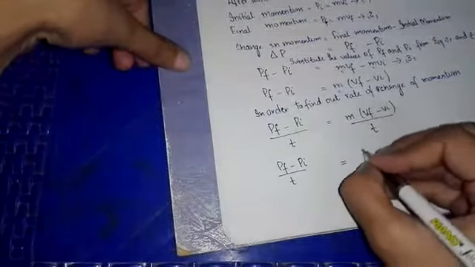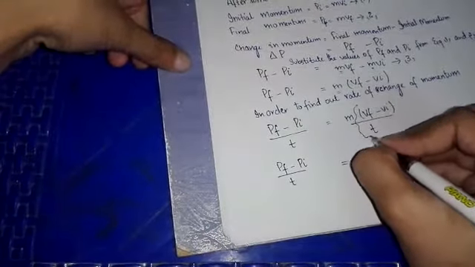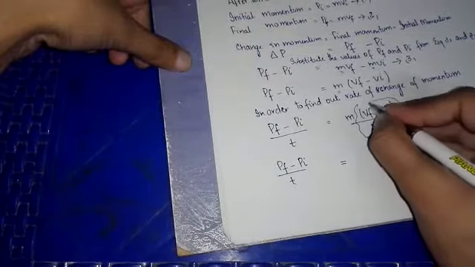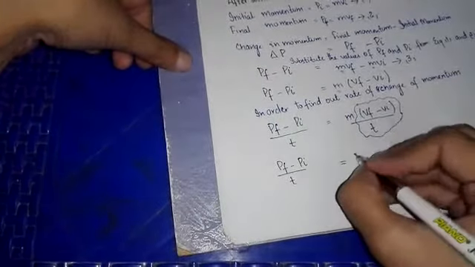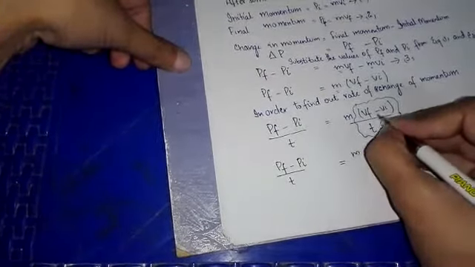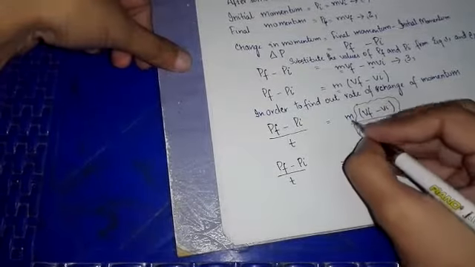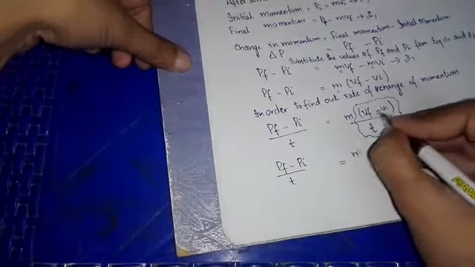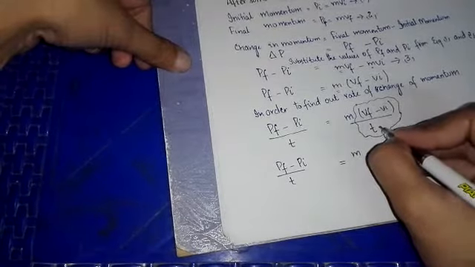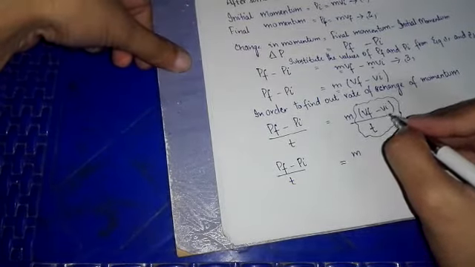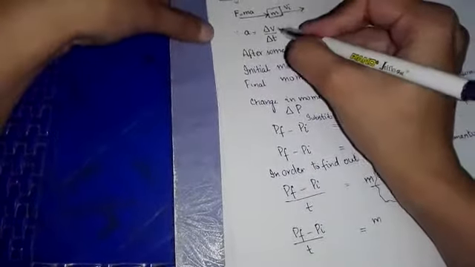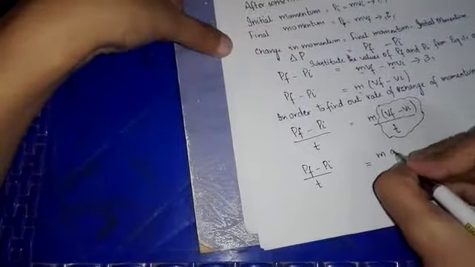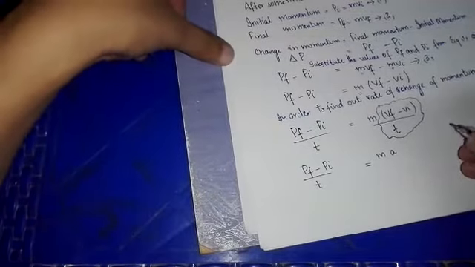And this formula represents the rate of change of velocity. M is constant and this formula represents the rate of change of velocity. And initially I told you that the rate of change of velocity is acceleration. So this is the acceleration.